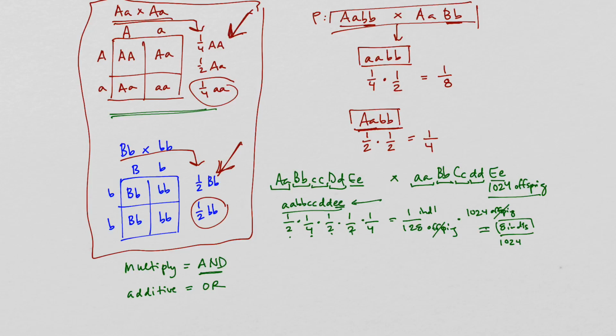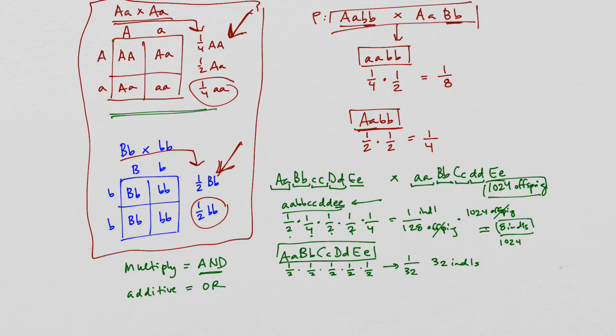Let's do that with another genotype. We want to find individuals that have the AaBbCcDdEe, all heterozygous genotype. We can go back through our Punnett squares and figure out that each one of these has a 50% chance of coming up in the offspring. So that's 1 out of 32 individuals, or in the total population of 1,024 offspring, we'll actually have 32 individuals with this genotype.